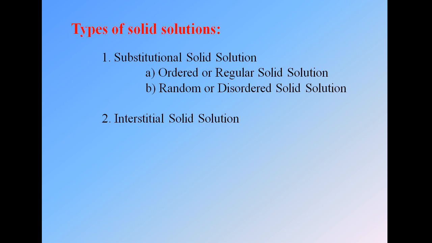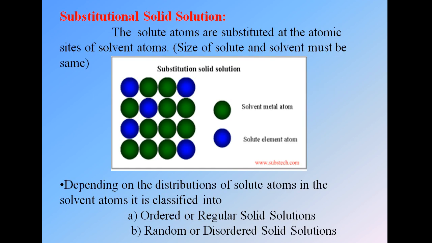First is the substitutional solid solution. In that we have two things: ordered or regular solid solution, and second, random or disordered solid solution. And second, we have the interstitial solid solution. We can see next what it actually is. So, first, this is the substitutional solid solution.